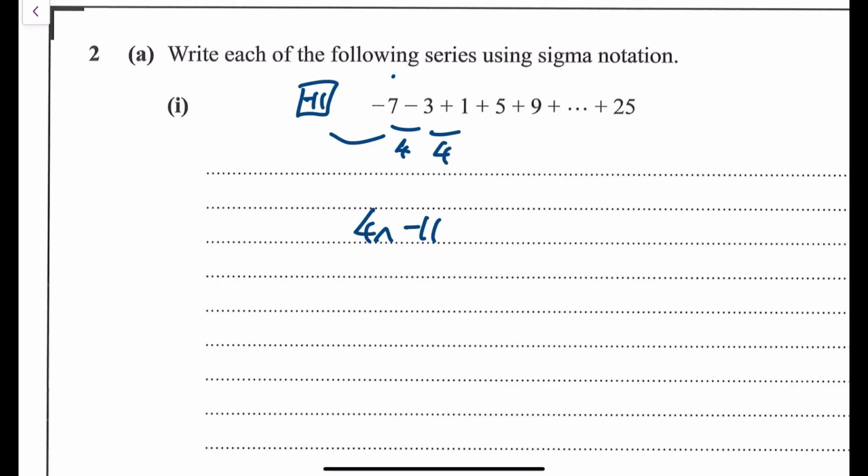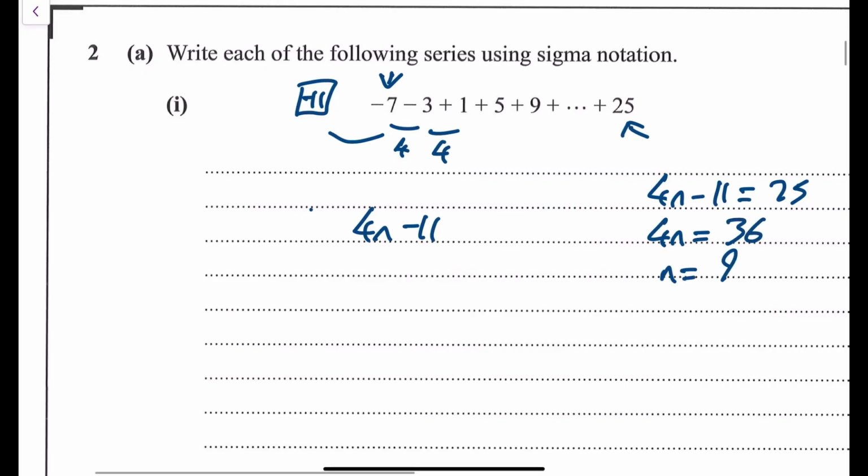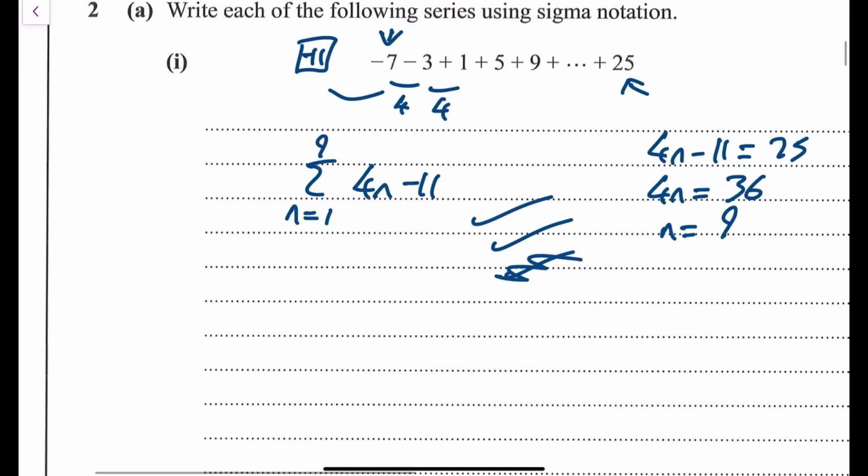Now this is clearly the last term. We need to find what term number this is. So let's put 4n minus 11 equal to 25, which means 4n is equal to 25 plus 11, so 36, and then n works out to be the 9th term. So our series is the sum from n equals 1 to 9 of that. So that should get your 2 marks.